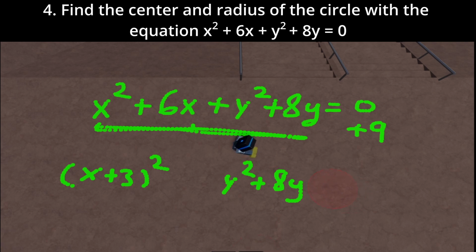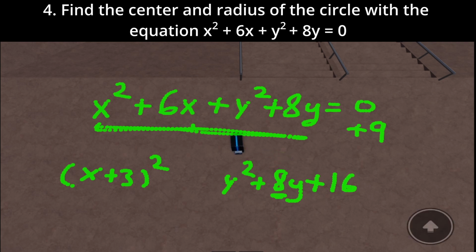Let's complete the square. First, you do 8 divided by 2 because you take the y term and you divide its coefficient by 2. And 8 divided by 2 is just 4. And then you do 4 squared because you have to square the number right afterwards. 4 squared is just 16. So I'm going to add 16 here. And now I can factor this.